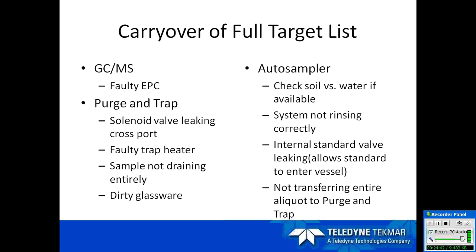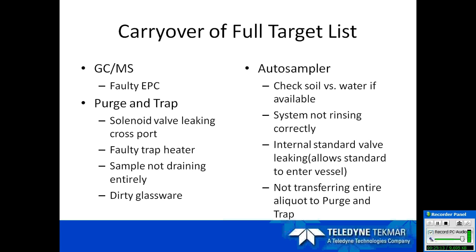Another possibility for a full target list carryover would be that the sample is not draining correctly. If it's not draining entirely and a little bit is still left in the sparge tube, then the next sample that comes through will be mixed with it and sparged, and you're going to have that high sample or extra analytes present in your results. Or also dirty glassware.